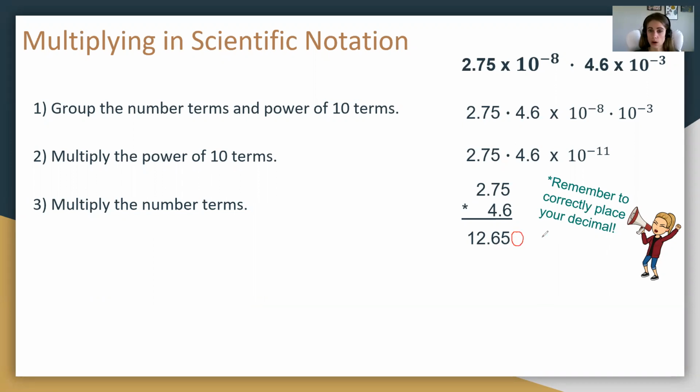And how we know where to put our decimal point is we tally them up. There are 2 numbers after the decimal here, 1 number after the decimal here. So 2 plus 1 is 3. That means I need to move my decimal up 3 places. So 1, 2, 3. That's why we placed it right there.